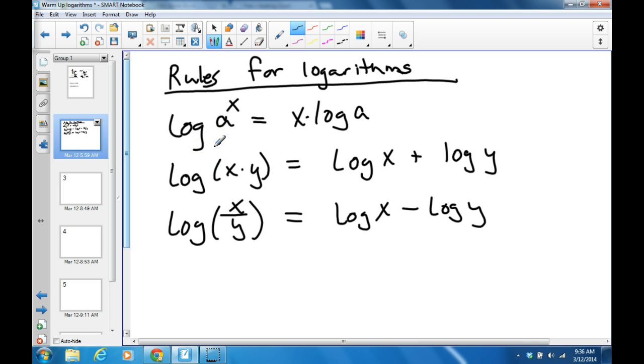Okay, and this works for any base. So if I had log base 4 of 3 to the x power, that would be the same thing as saying x log base 4 of 3. Okay?